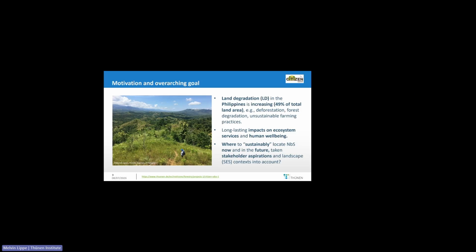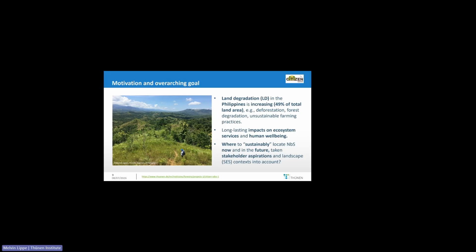In the Philippines, currently about 49% of the total terrestrial land area is defined as degraded. The degradation drivers could be, for example, deforestation, forest degradation, unsustainable farming practices, so more anthropogenic drivers. But the Philippines is also one of the top 5 climate change risk countries, especially due to typhoons and drought events. And of course, the combination of those can have long-lasting impacts on ecosystem services and human well-being.